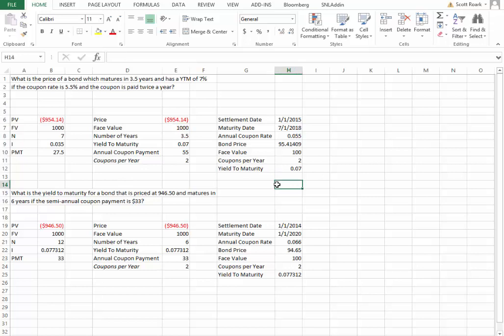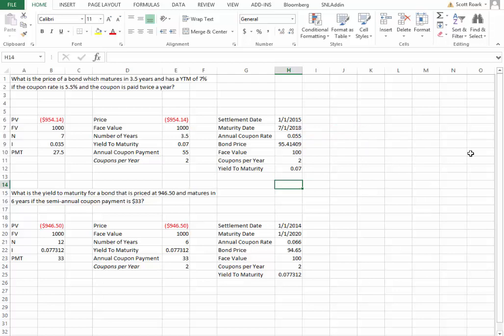But this far right one is another model, and it's a different mechanism. So let's just talk through what each of these pieces are. The first row here is the settlement date. That's whenever you're buying the bond. The maturity date is when the bond is redeemed, or when the bond matures and you get all your money back. The annual coupon rate, that's hopefully self-explanatory.